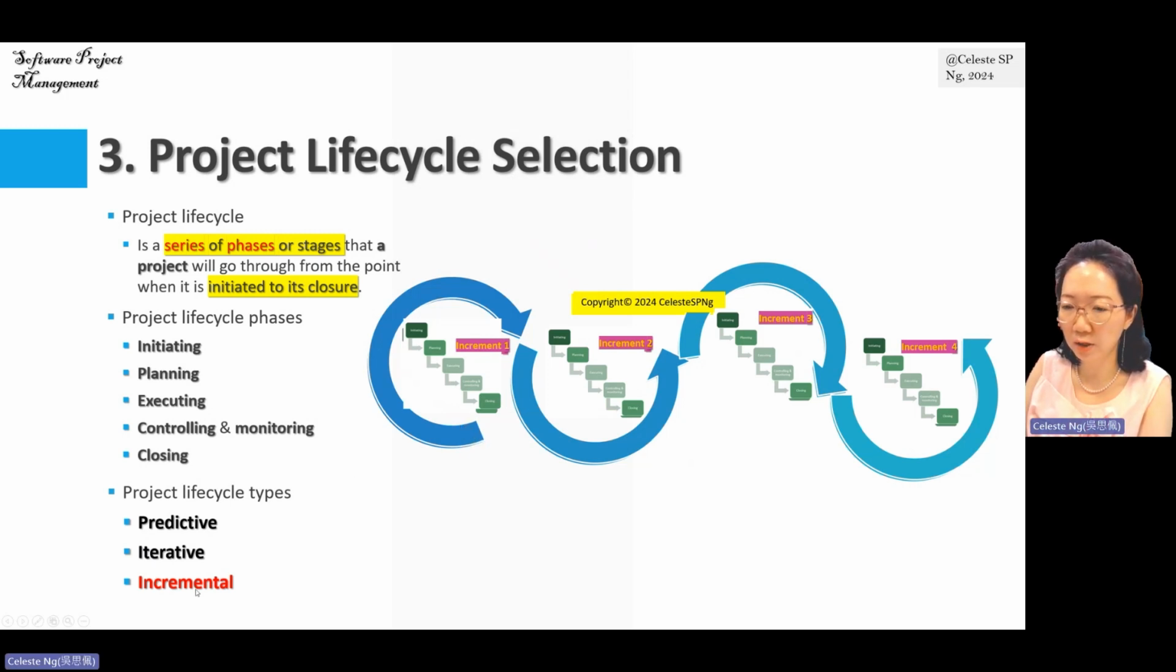The uniqueness of the incremental project lifecycle compared to the predictive is that in our predictive project lifecycle, we get the final product at the end. We only have one final product or output. But in this incremental project lifecycle, as we can see in this diagram, we have a partial working part in each of these sprints or iterations.